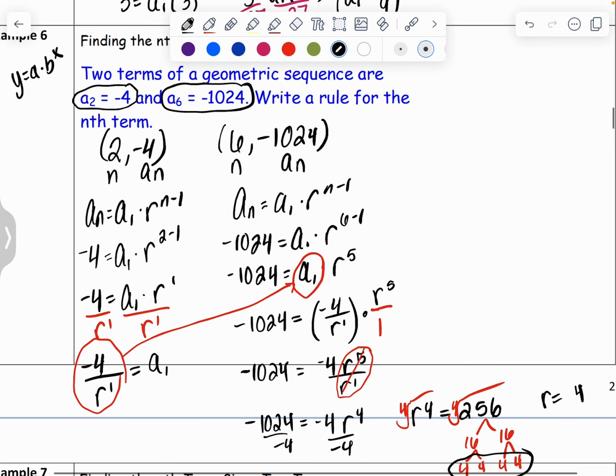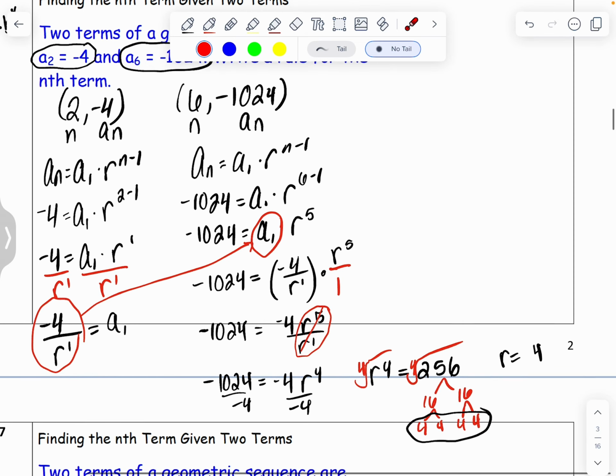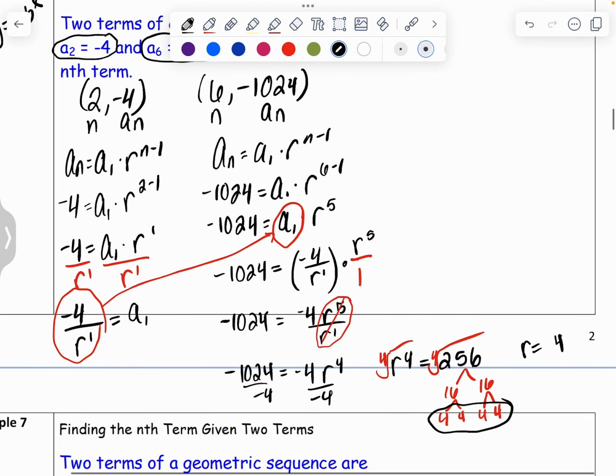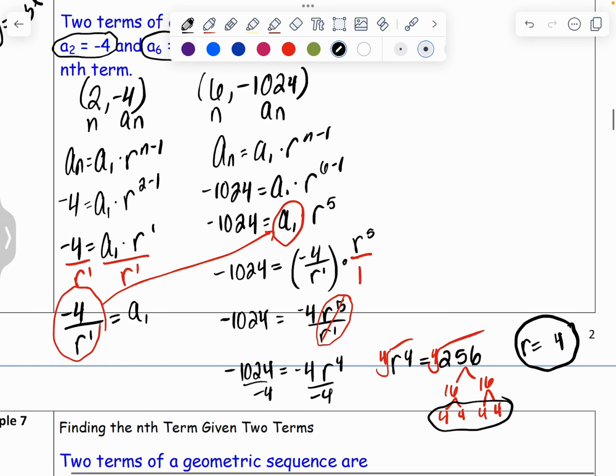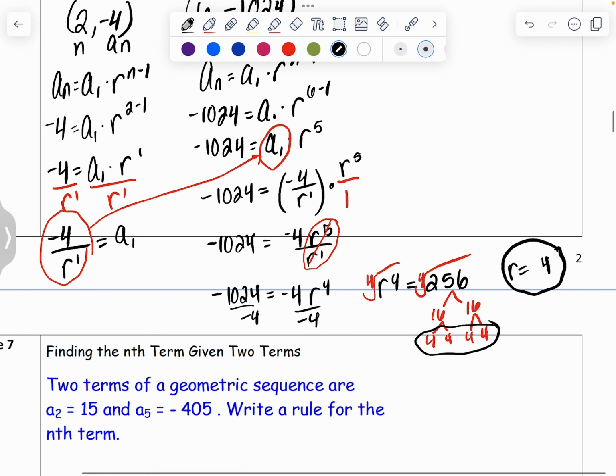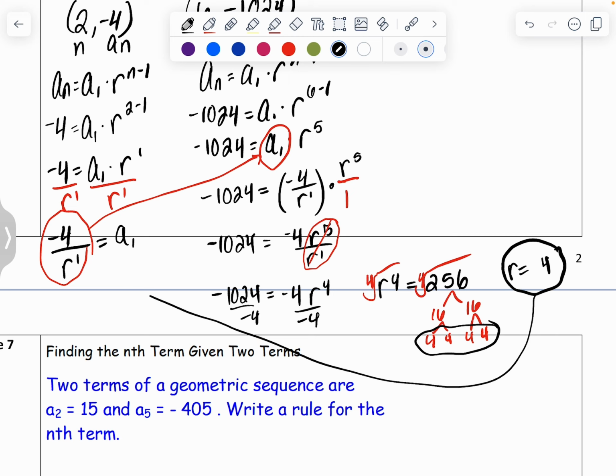If I look back at my terms, though, I have a negative and a negative. So I'm wondering if I need my r to be negative or my r to be positive. I think it works out either way. You can either make the r negative and then your a would be positive, or if the r is positive, then your a is negative, and it will give you the right sequence. So I'm going to use the positive r value. Once I have that, I'm going to plug it back in over here, so -4 over 4 to the first equals a sub 1. So that means a sub 1 equals -1.